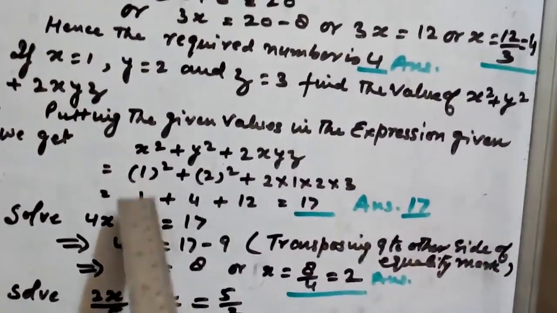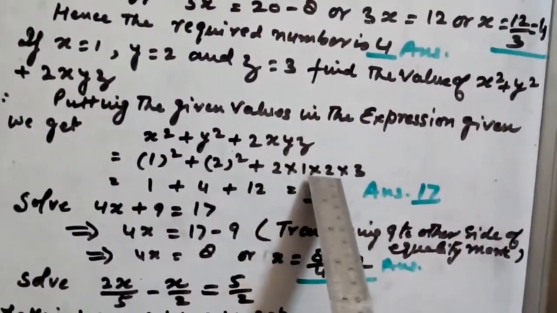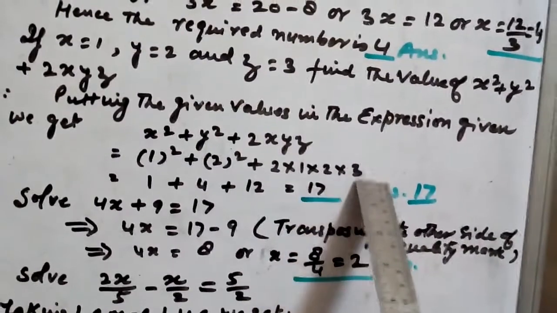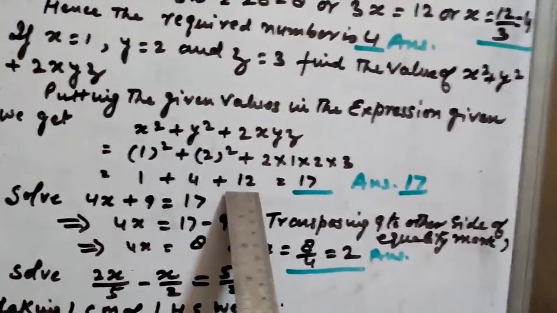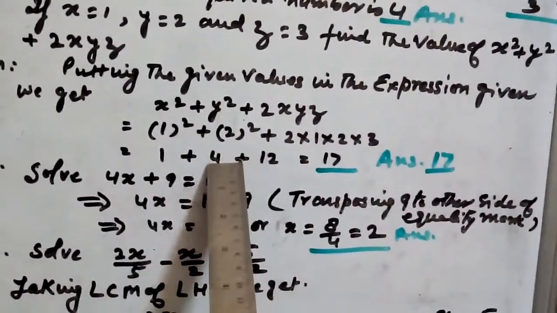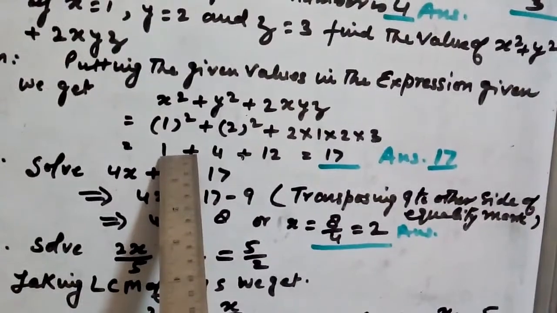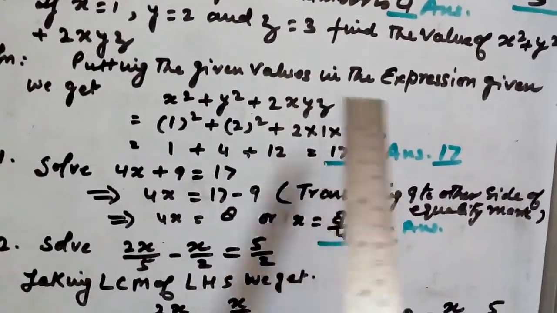So square of 1 is 1, square of 2 is 4, and 2 multiplied by 1 multiplied by 2 multiplied by 3: 3 twos are 6, 2 sixes are 12. Here it is 12. So adding all these numbers, 12 plus 4 is 16, and 16 plus 1 is 17. Children, its answer will be 17.